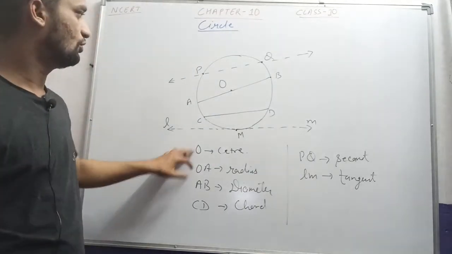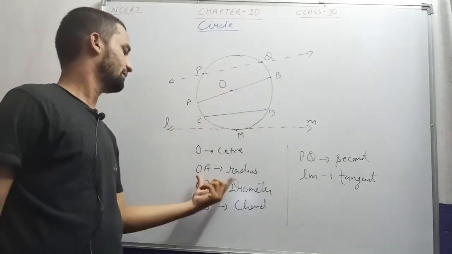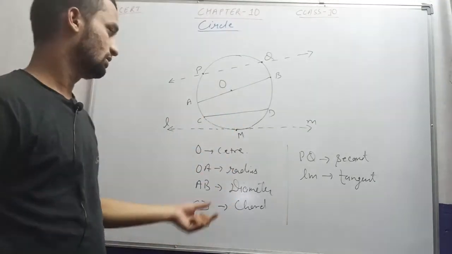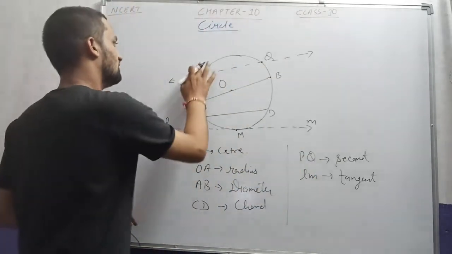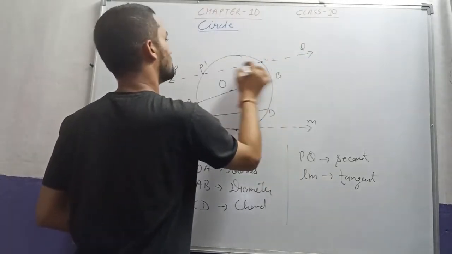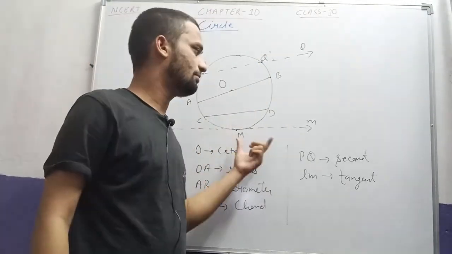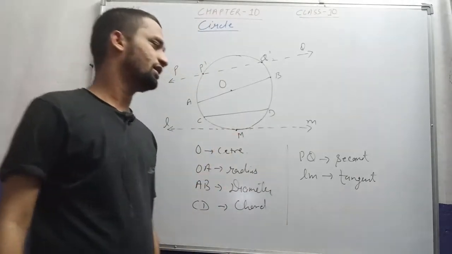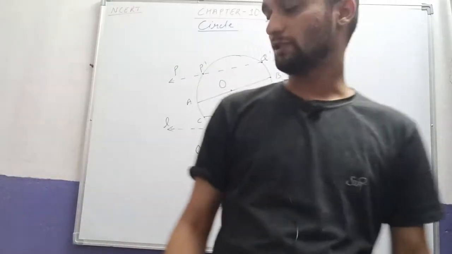Here O is the center, OA is a radius, AB is a diameter passing through the center, CD is a chord, then PQ, a line at 2 points, suppose this is P dash and Q dash, PQ is a secant. And small LM is a tangent, touching the circle at point capital M. All these terms we are going to use in this chapter.